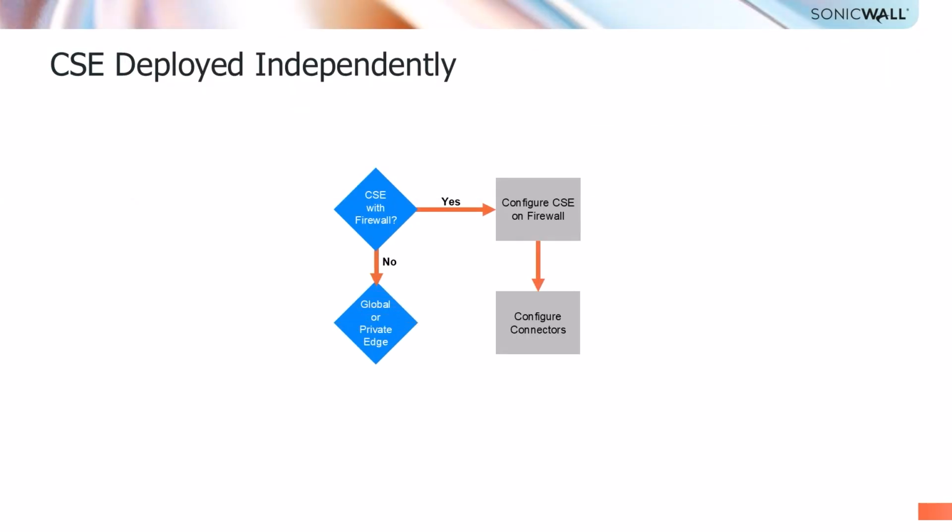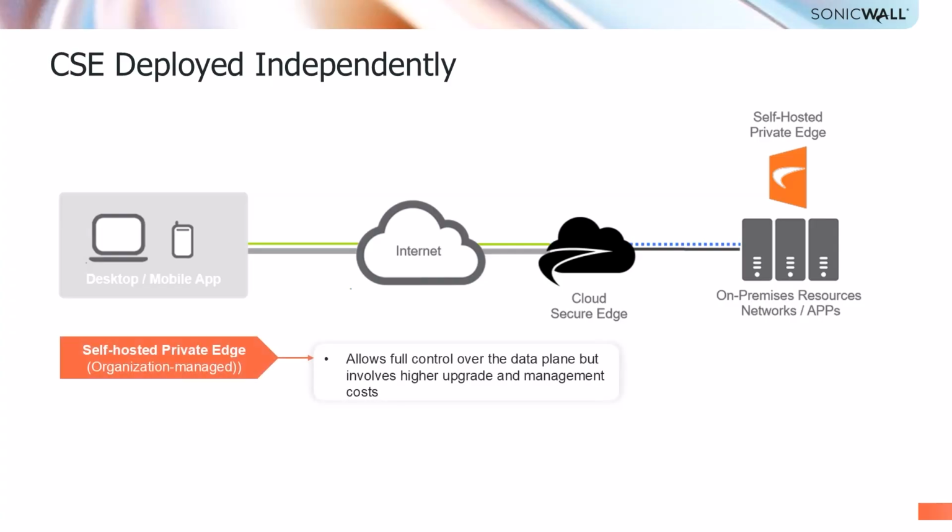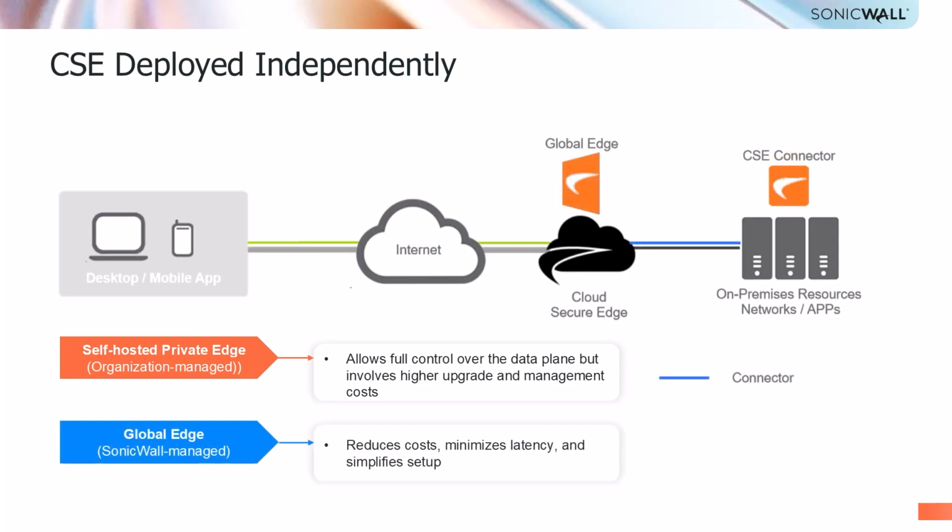In this scenario, use either Global Edge or self-hosted Private Edge to access private resources. Organizations who want to own the data plane can opt for the self-hosted Private Edge deployment model, but this will increase upgrade and management costs. An organization can deploy using SonicWall Managed Global Edge, which reduces costs, minimizes latency, and simplifies setup.